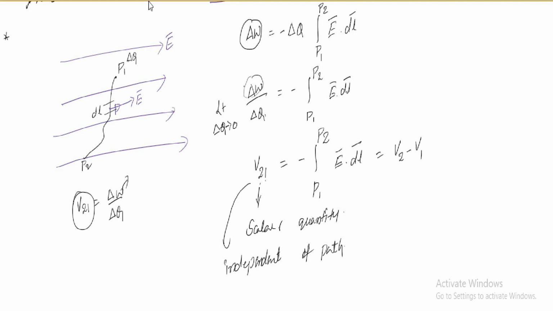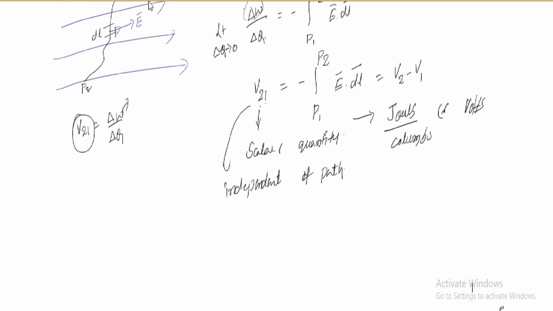What will be the units for the potential difference? Work is measured in joules, and work per unit charge is joules per coulomb. Joules per coulomb are volts. So for potential difference, the unit is joules per coulomb, that is volts.